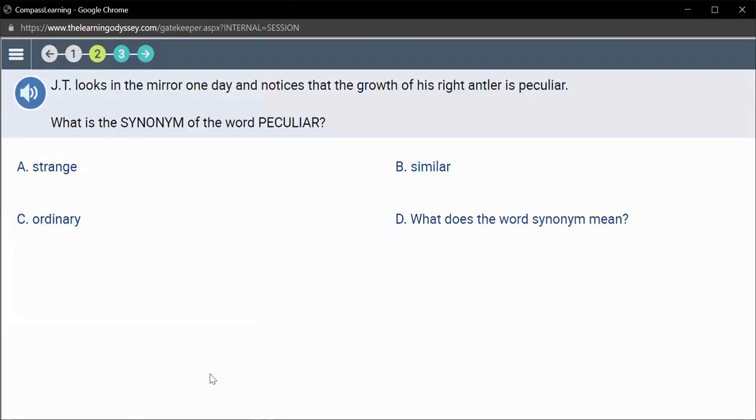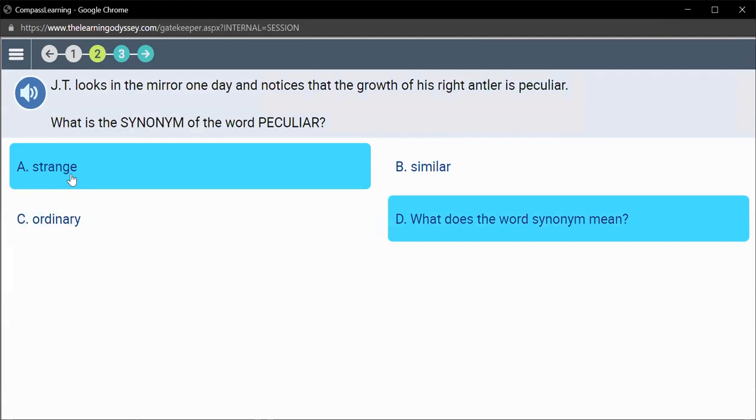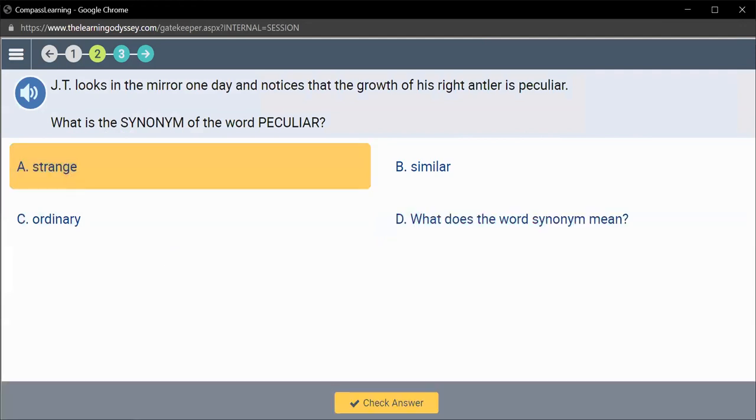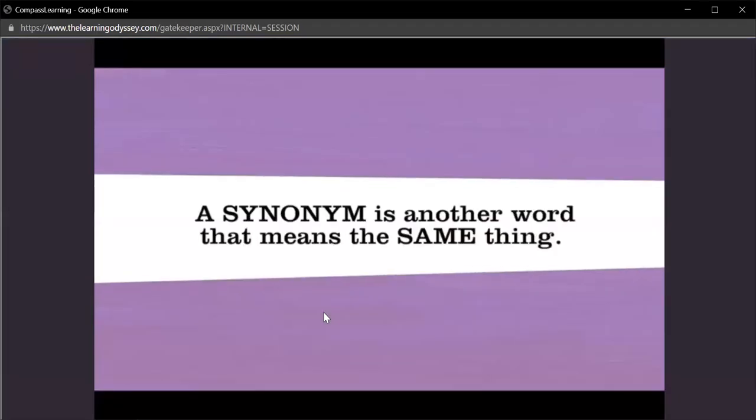Imagine this. JT looks in the mirror one day and notices that the growth of his right antler is peculiar. What is the synonym of the word peculiar? Strange, similar, ordinary? Or if you don't know what synonym means, just let me. So I guess you know. The synonym of a word is another word that means the same thing. Let's say we give you a little more practice.